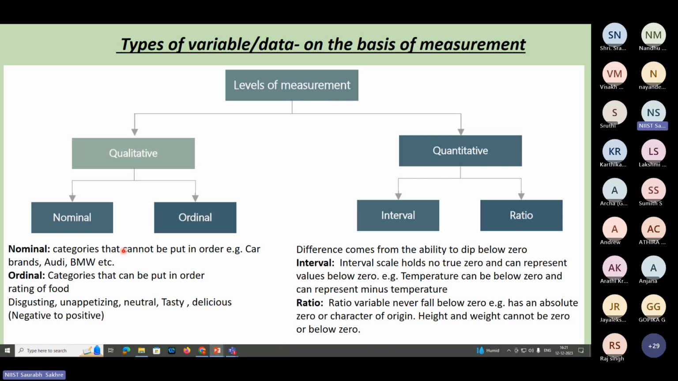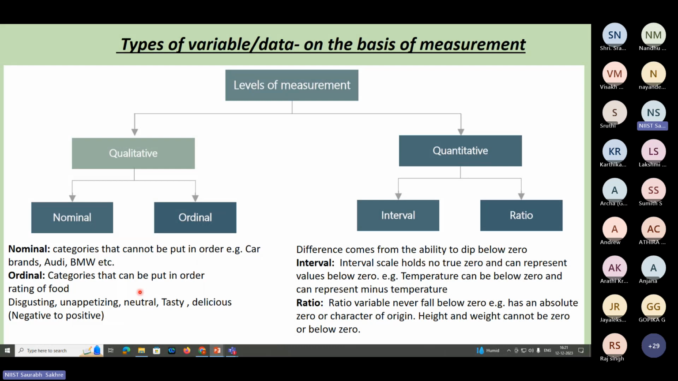Then what does ordinal mean? Ordinal means those are categories only, but I can put them in order. Categories that can be put in order, like a rating of food, most negative to most positive: disgusting, unappetizing, neutral, tasty, and delicious. So any categorical data, when I'm putting it in order, is known as ordinal.